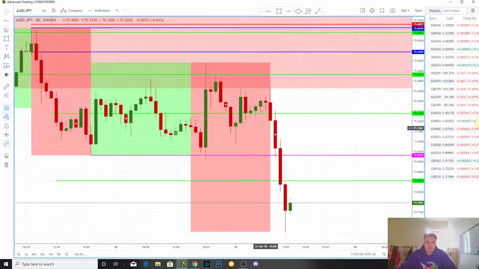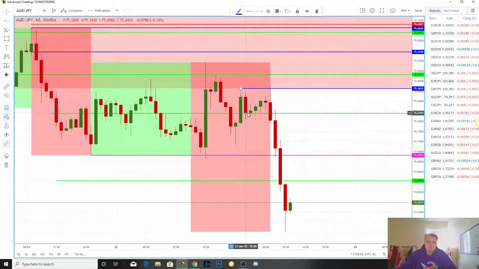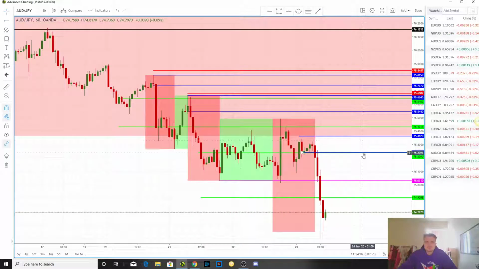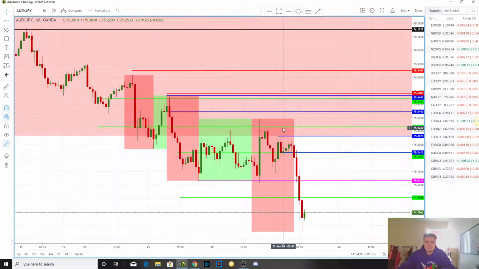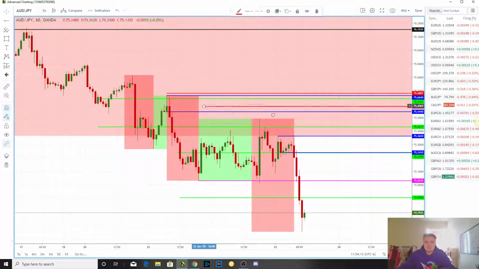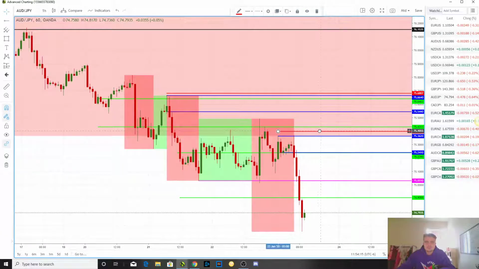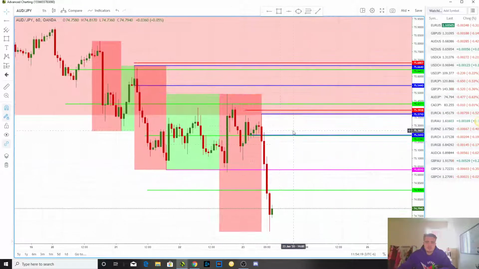Alright, so looking for trades on here. Probably just take this whole area, to be honest. That's probably a good one. Should be like that.